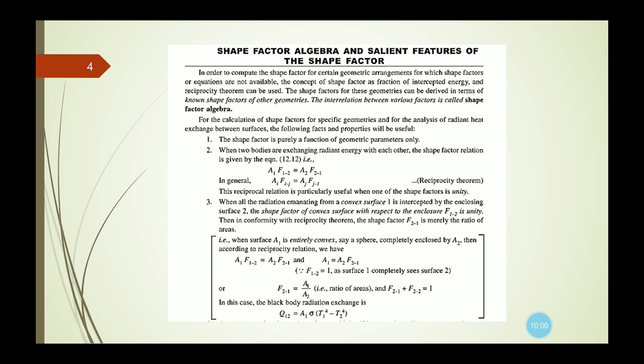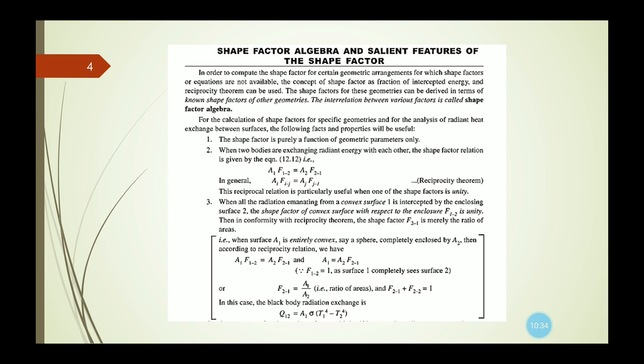As F12 equals 1, from the reciprocity relation you can write that A1 equals A2 F21. That means F21, the shape factor for surface 2, equals A1 by A2. This is the ratio of the areas of the two different surfaces or geometrical shapes. And in that case, F21 plus F22 equals 1. So these relations we need to remember, and we will apply them while solving the numericals.